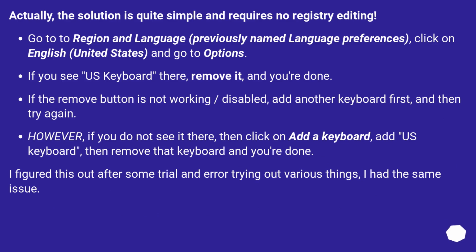Actually, the solution is quite simple and requires no registry editing. Go to the region and language, previously named Language Preferences, click on English, United States, and go to Options. If you see US keyboard there, remove it, and you're done. If the remove button is not working, disabled, add another keyboard first, and then try again. However, if you do not see it there, then click on Add a keyboard, add US keyboard, then remove the keyboard and you're done.